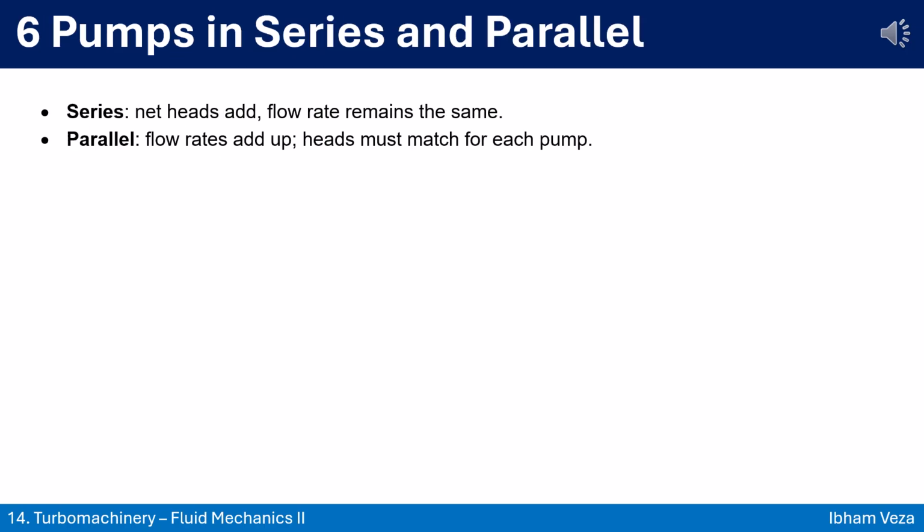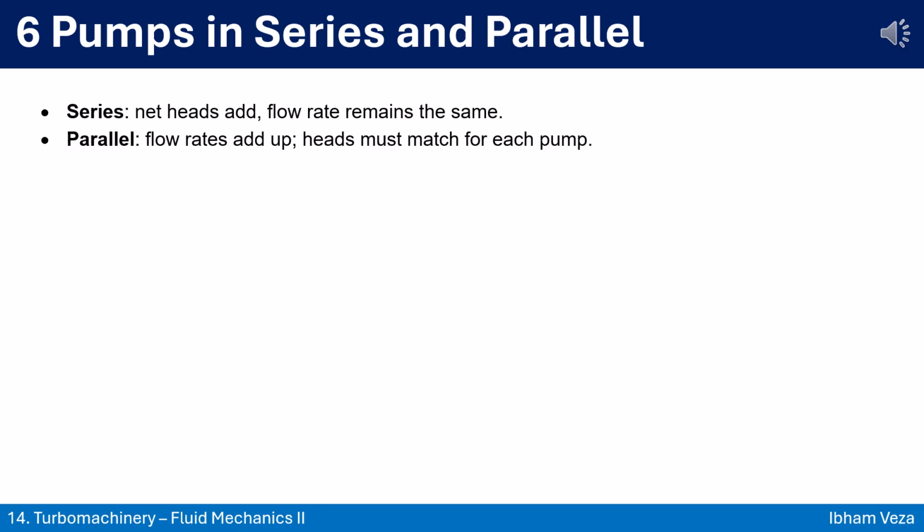6. Pumps in series and parallel. When a single pump cannot meet the demands of a system, engineers turn to pump configurations. These configurations allow us to expand system capacity or overcome greater pressure differences. Two primary arrangements exist: series and parallel.